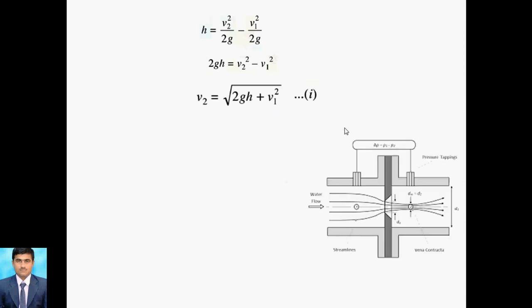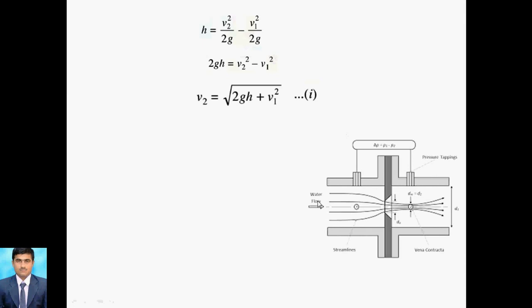The same in principle we write over here. After simplification, 2g is common, so 2gH goes to that side. The equation becomes 2gH equals V2 square minus V1 square. Then V2 square equals 2gH plus V1 square, and taking the square root because V2 is required, V2 is equal to root of 2gH plus V1 square. That is equation number 1. After simplification of Bernoulli's theorem, we get this relation. So this is Bernoulli for the orifice.